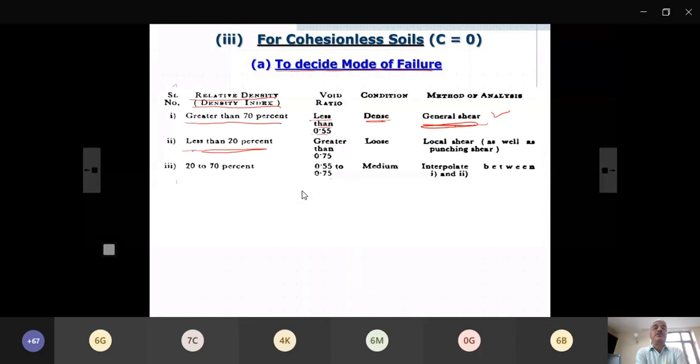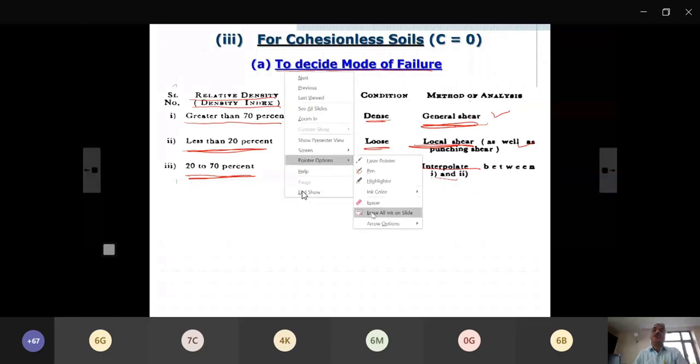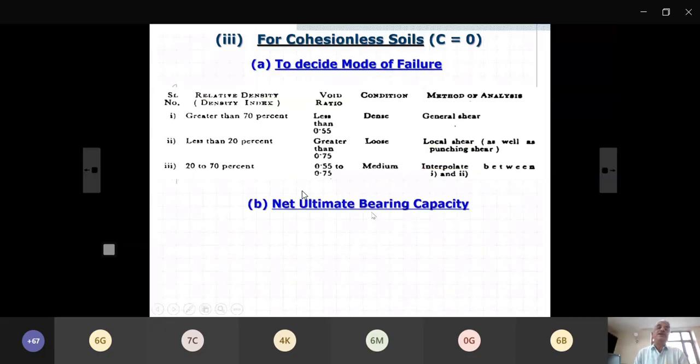If it is less than 20% or your void ratio is greater than 0.75, then it is in loose state and you are likely to have local shear failure or punching shear. So you take the formula for local shear failure. If your value is between 20 and 70% or your void ratio is between 0.55 and 0.75, it will be in medium state, and then you interpolate between them. Take between both of them and based on your actual value, you interpolate. That is what it says.